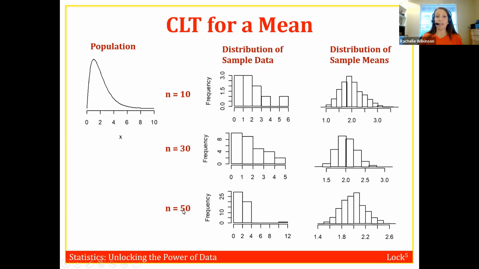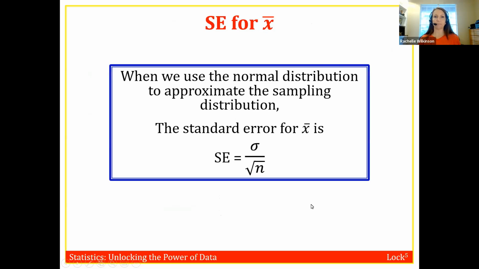And we can see here that as long as our sample size is big enough, it didn't matter that our original population was all skewed and wonky. Our sampling distribution is going to be approximately normal. And since that's what we use to come up with our p-values, and what we use to come up with our margin of error in a confidence interval, we can use the normal distribution as a model to approximate the sampling distribution.